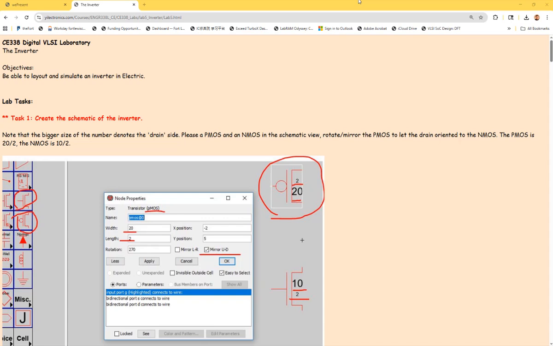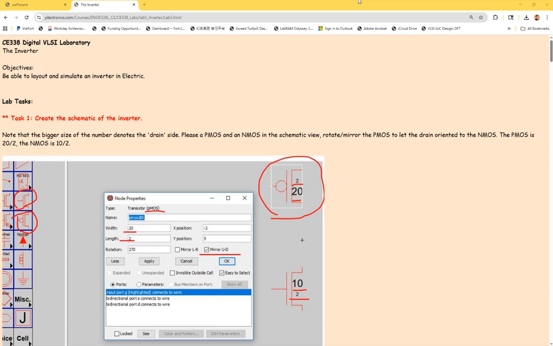Remember, what is the unit over here? It only shows the numbers. There's no unit, right? Is that 20 micron, 20 nanometers? Are you sure Electric VLSI can do that? Oh, isn't that 20 times 300? Yes, 300 what? Nanometers. So 300 nanometers is 1 lambda. Okay, so lambda is a unit.